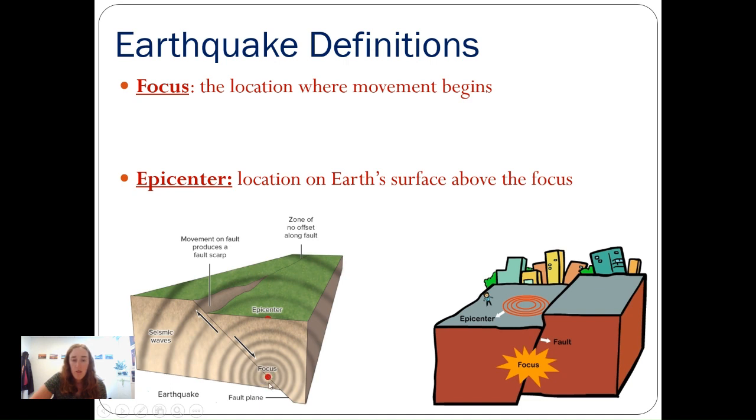So if you draw a line straight up from the focus in this diagram here, that's where you'll find the epicenter. So the epicenter is a location on Earth's surface that's directly above the focus. We usually use the term epicenter when you're saying the epicenter of the earthquake was in San Francisco or San Jose, but we also use the term focus, and that just tells you where it was underground, where the earthquake actually started.